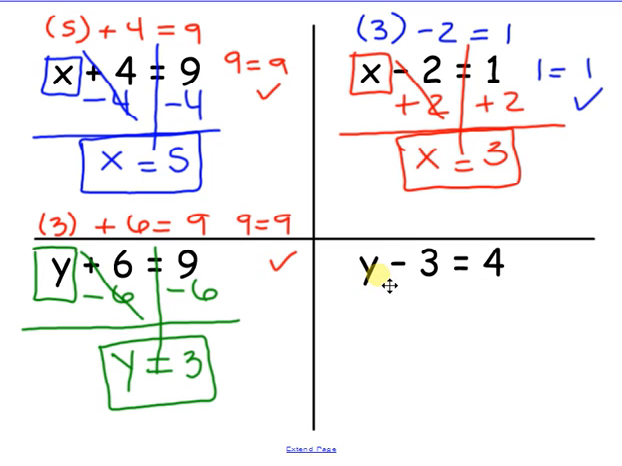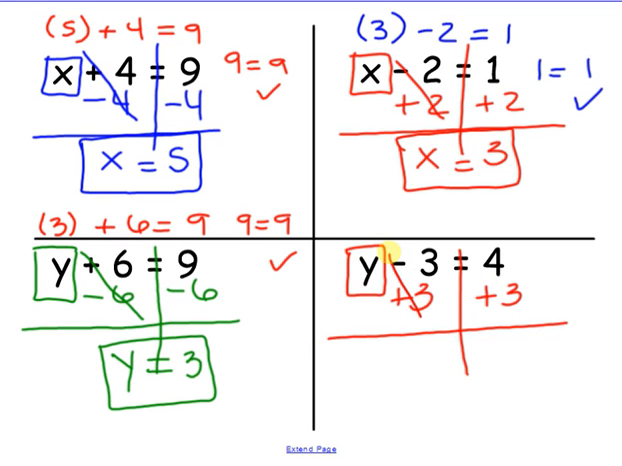All right, over here we have y minus 3 equals 4. Put a box around the variable. What's the opposite of minus 3? Plus 3. And we do it to both sides because that's the golden rule. These guys cancel out, so we're left with y equals, and 4 plus 3 is 7.